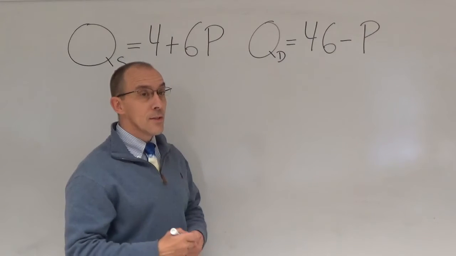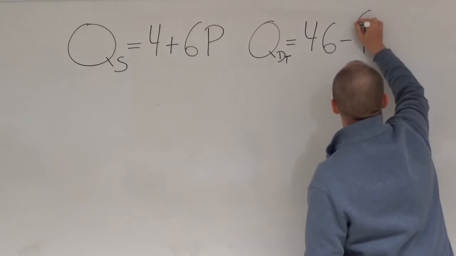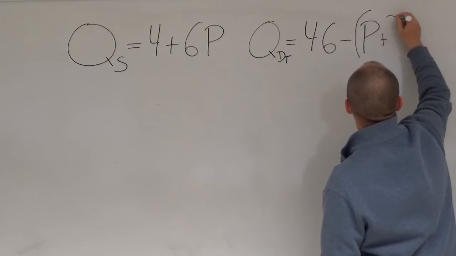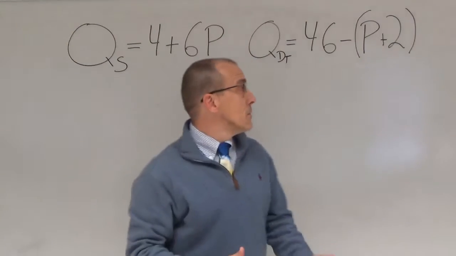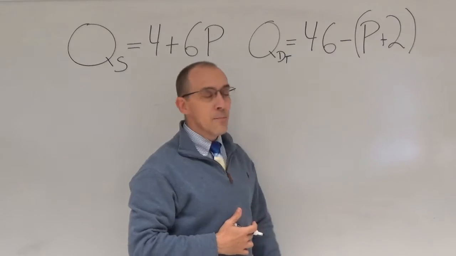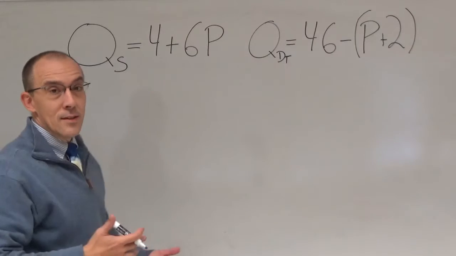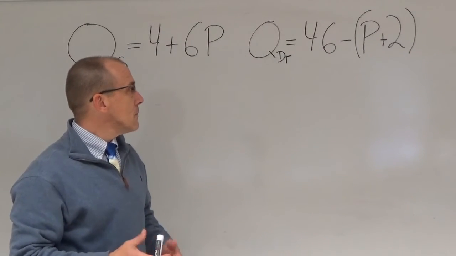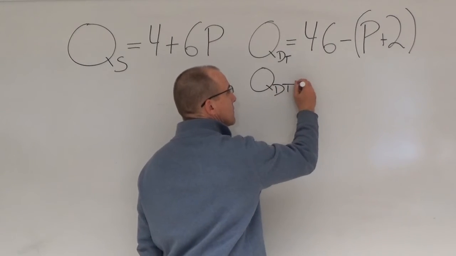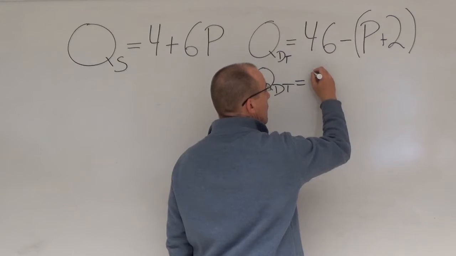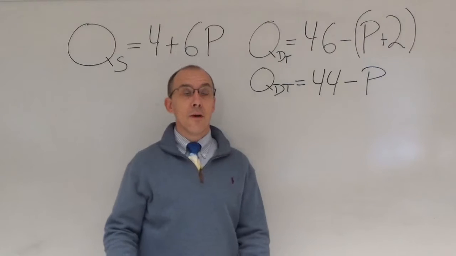So what we'll do to include the tax, the demand equation with tax, is we bracket off the P and add the $2 tax. It's important, as I mentioned in an earlier video, to have the bracket there for the price, or else we're not going to be able to do the math correctly. I can rewrite this equation, quantity demand with the tax, so I can subtract out the 2. I have 44 minus p. This is my new demand equation.